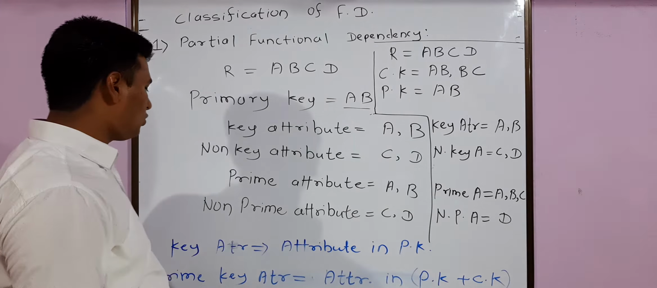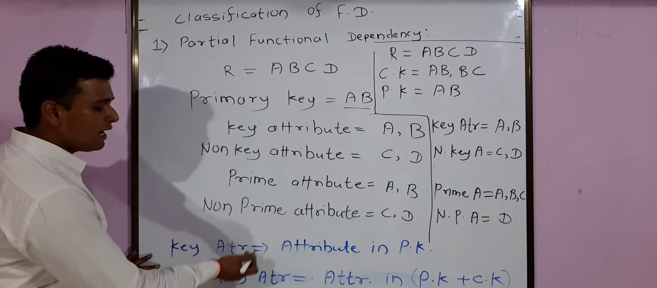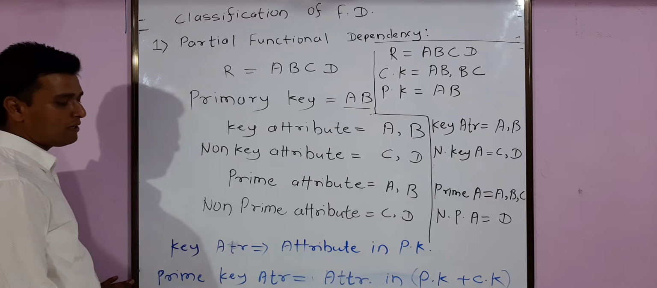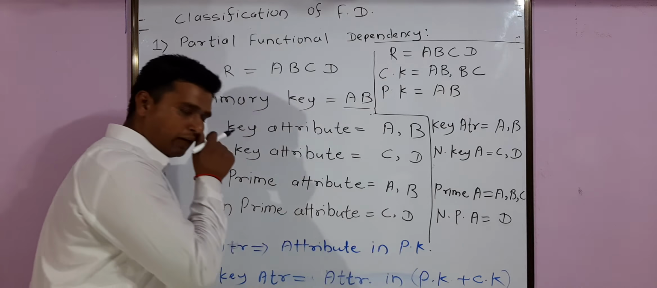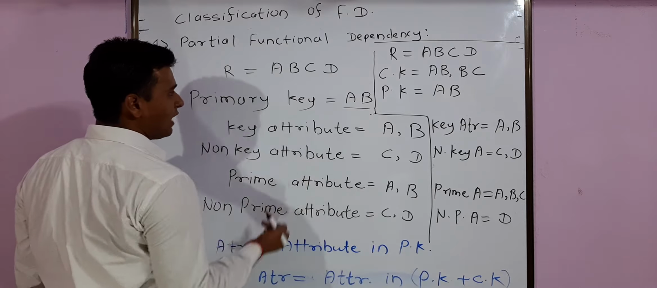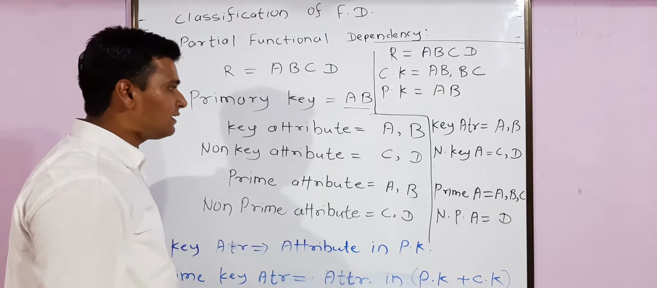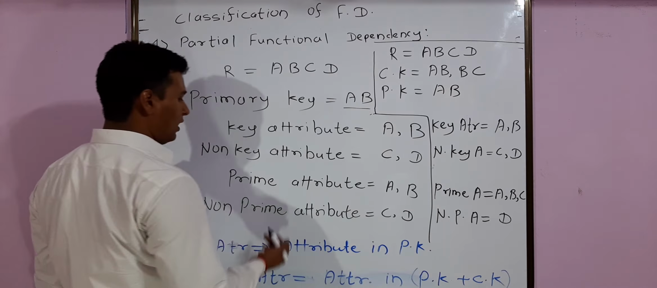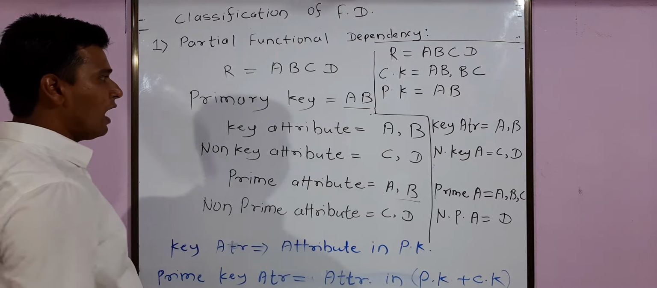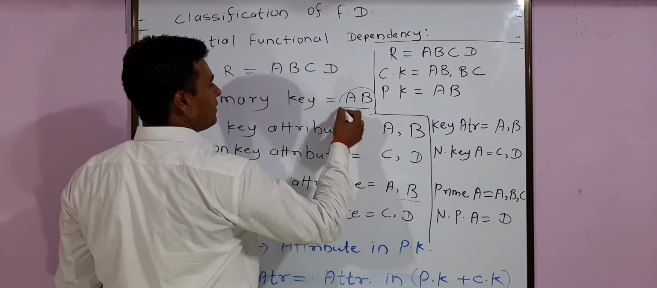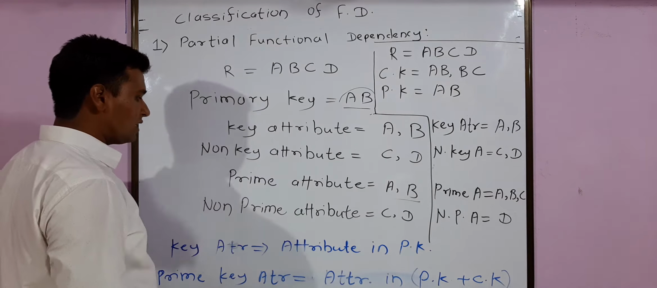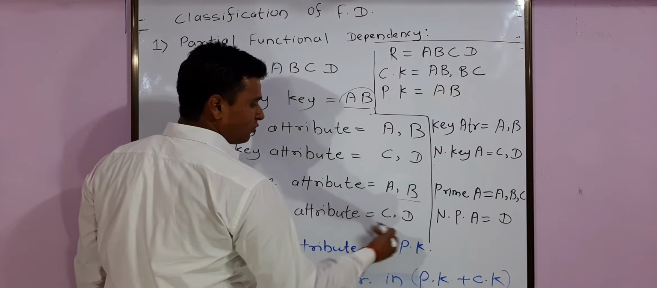Okay. Now look at the definition. Key attributes equal attributes in the primary key. And what are the prime attributes? Attributes in the primary key as well as the candidate key. Now in the same example, we have not given any candidate key, so the prime attributes are again A and B, because we don't have any candidate key, and you can say this primary key is the candidate key for this relation. So AB is a primary key as well as candidate key. So the attributes are the same. What are the non-prime attributes? Those are C and D.